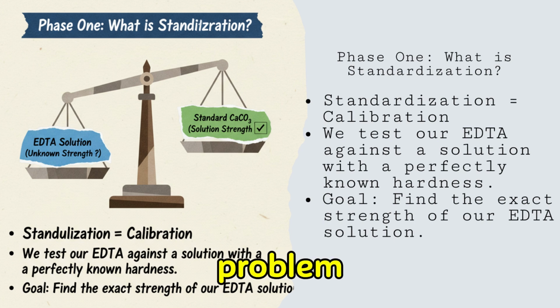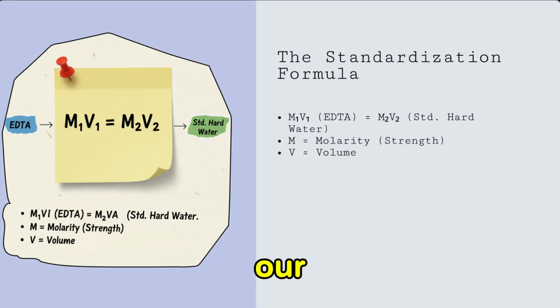In our problem, we're told this solution has a strength of 1 milligram of calcium carbonate per milliliter. Now we titrate this known water with our unknown EDTA solution to find the EDTA's exact molarity, or strength. Let's do the math for our problem. We'll use the classic formula M1V1 equals M2V2. Here, M stands for molarity or strength, and V stands for volume.